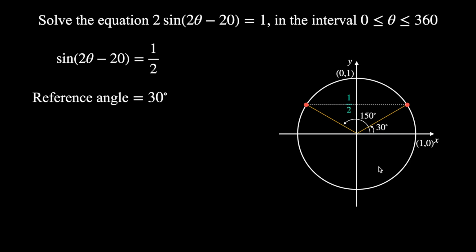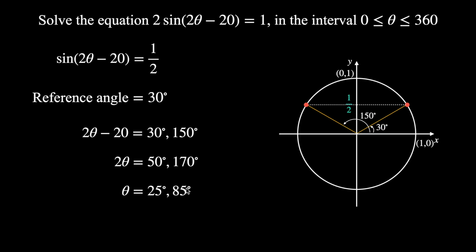Okay, so is this all of our solutions to this equation? There's not going to be any more solutions from 0 to 360. So surely we're done, right? So let's just write down what we've got so far. Remember, we've got an expression in here, not just one unknown. We've got 2 theta take 20. So we're going to get 2 theta take 20 equal to 30 degrees and 150 degrees. In order to solve for theta here, what we want to do is to add 20 to both of these answers. So we get 2 theta equal to 50 degrees and 170 degrees. And then divide by 2, so theta equals 25 and 85.